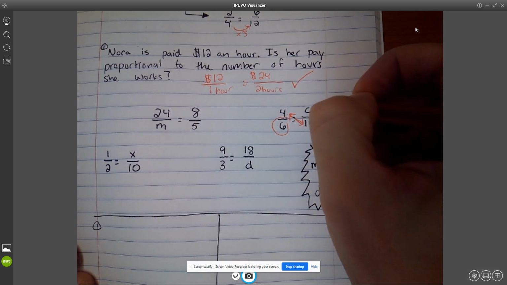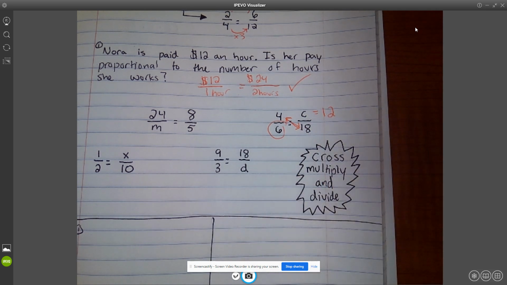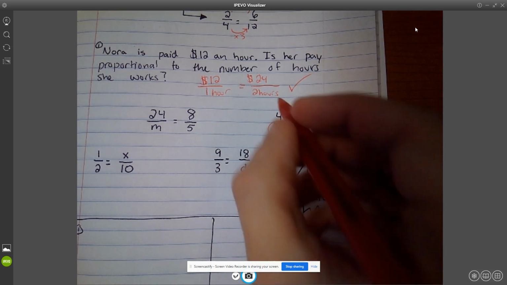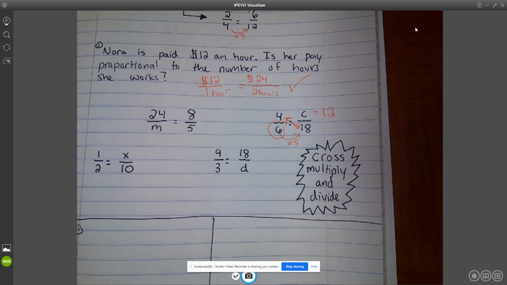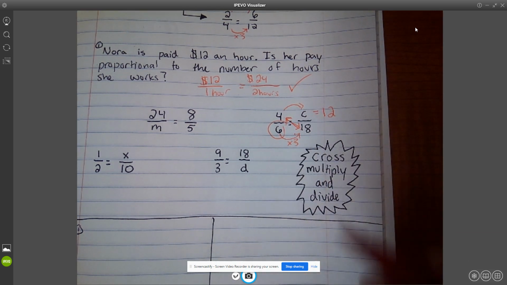So C equals 12. And the other way we can check this is if this works sometimes, the cross multiply and divide will always work. It's the simplest method, but 6 times something gives us up to 18. That is 6 times 3. Same thing on top, do it to the bottom there. 4 times 3 is 12. So this works. That is our proportion.